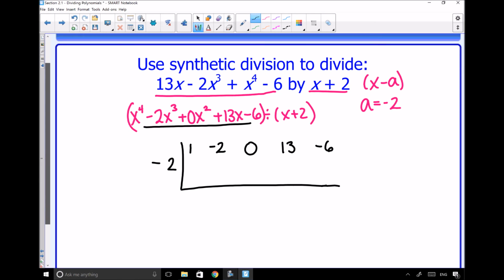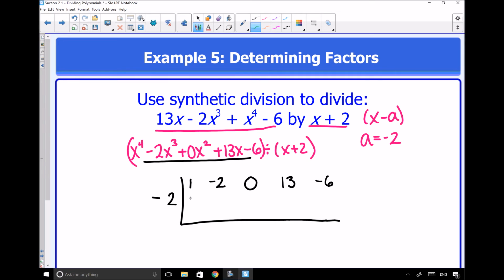Okay, now remember the first thing you're going to do is bring down this 1. And then I'm going to multiply 1 by negative 2, I get negative 2. Okay, so then add these two values together, I get negative 4. Multiply negative 4 by negative 2, I get 8. Add the 0 and the 8 together, you get 8. Then multiply 8 by negative 2, I get negative 16. Add these together, I get negative 3. And then negative 3 times negative 2 is 6. So then you add those together, you get 0.